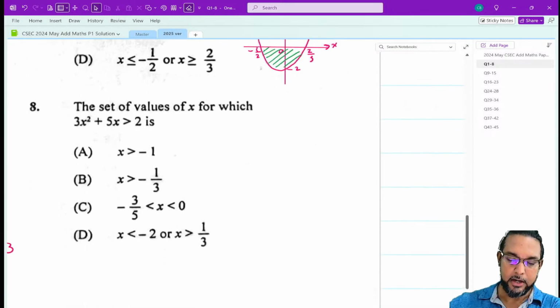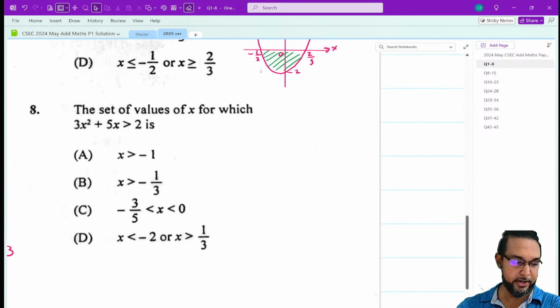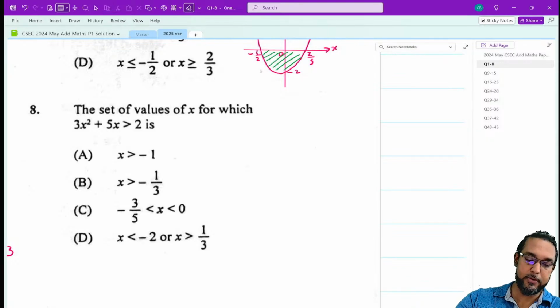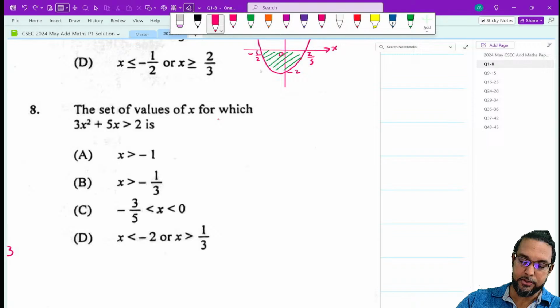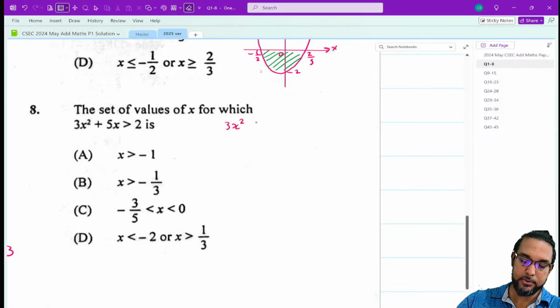Okay. The set of values of x for which 3x squared plus 5x is greater than 2. So what we do here, sorry, I forgot to change back to the other point. Right, so we do 3x squared plus 5x, and then you minus 2 to bring everything on one side, right?